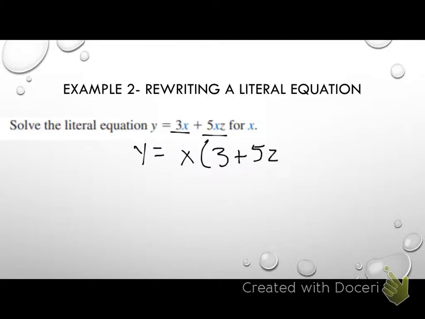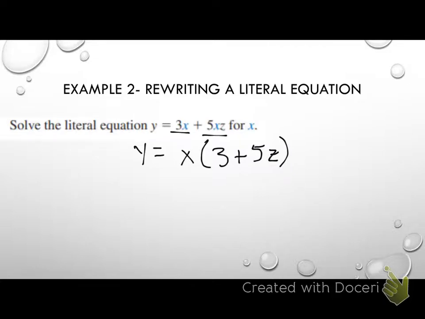5z. That would be my greatest common factor factored out. Any questions on how I got that? Does that make sense? Does everyone understand that? Now I just have 1x, correct? I've got x times 3 plus 5z.